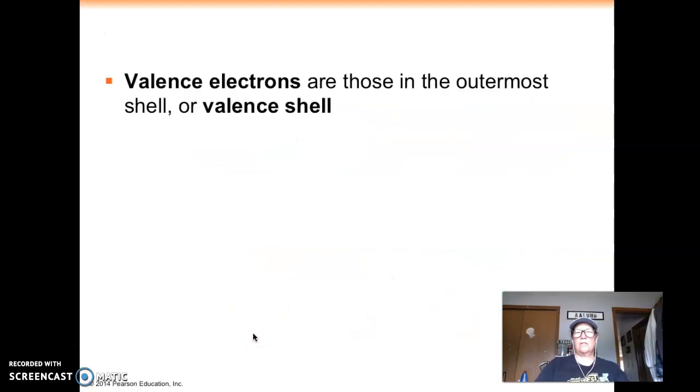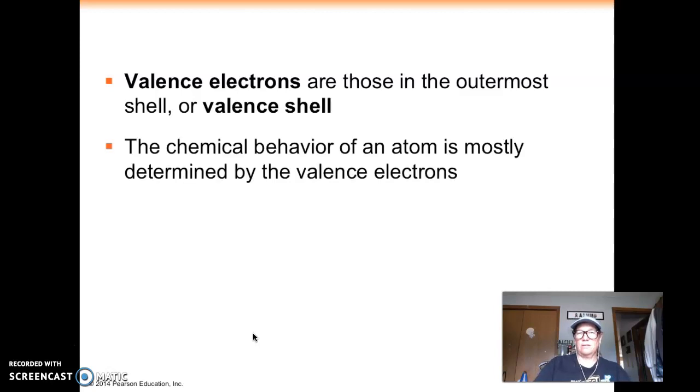Okay. Oh, I just said that. Valence electrons are the ones in the outermost shell. Okay. So it's 1 to 8. And they're the ones that are involved in forming compounds. They're the ones that react. They're the ones that form bonds. Okay. And the chemical behavior of those atoms is determined by the valence electrons.